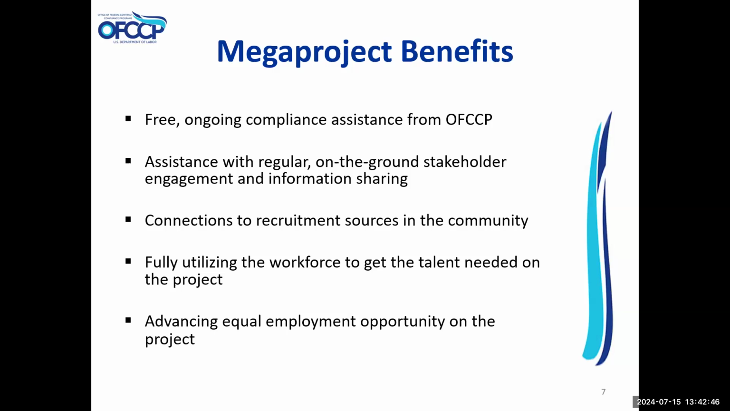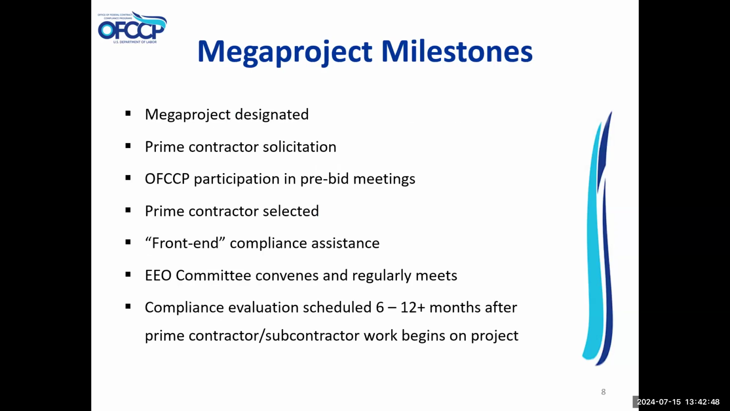We'll talk about the milestones. This slide shows the mega project milestones. First, OFCCP designates projects by applying a neutral criteria. From the early stages, OFCCP begins conducting outreach by engaging the funding agency, the project sponsor, and the local stakeholders. The next major milestone includes the prime contractors' solicitations and OFCCP's participation in the pre-bid meetings.